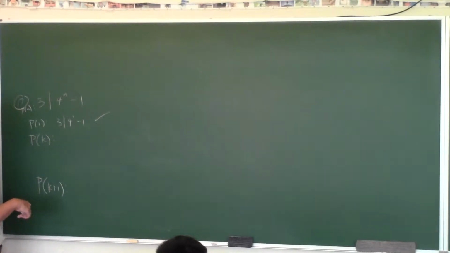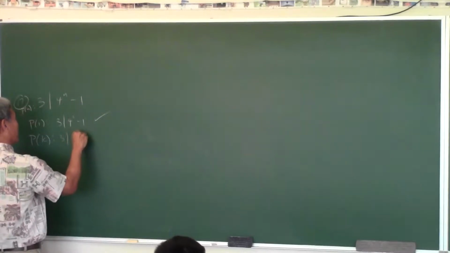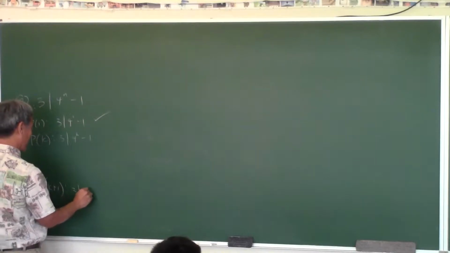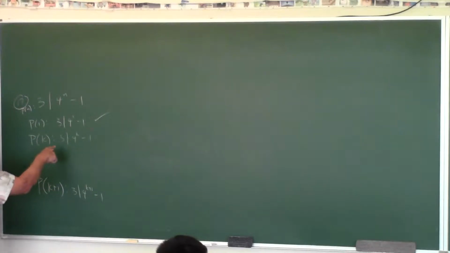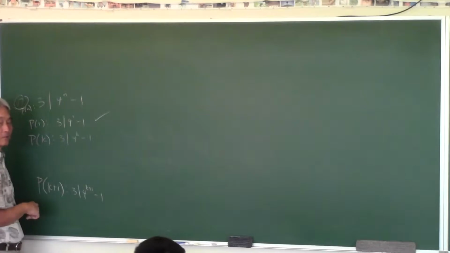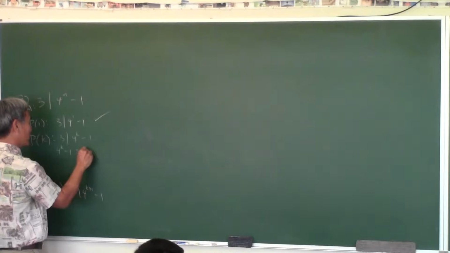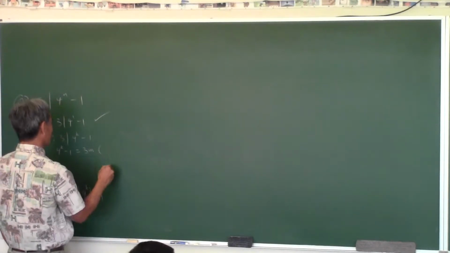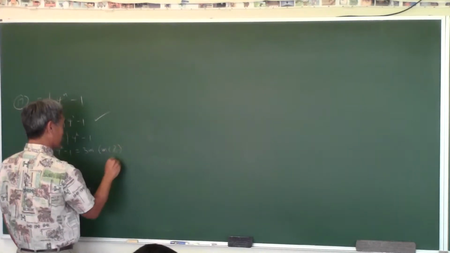So what is p of k? 3 divides 4 to the k minus 1. And what is p of k plus 1? 3 divides 4 to the k plus 1 minus 1. Working backwards is better. Okay, so what is the definition of 3 is a factor of this? 4 to the k minus 1 is equal to 3 times some integer. What letter do you want to use? 3m, since we already have n in there, where m is an element of the integers.